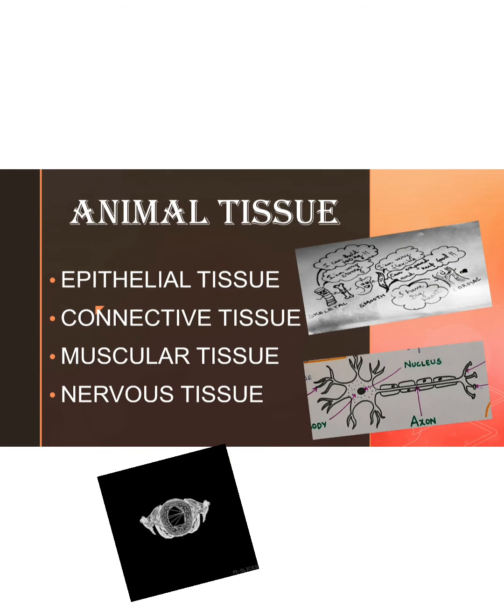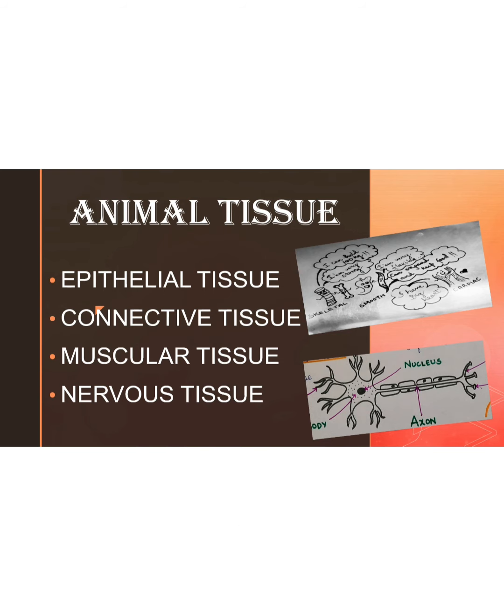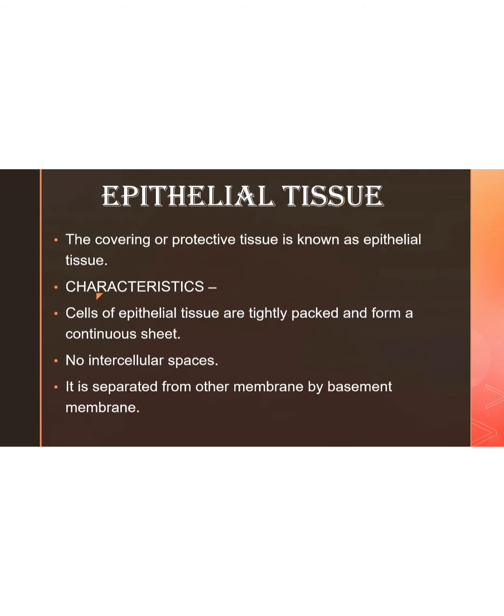So today we will be studying animal tissue. Basically, these are the tissues located inside the animal body, and they are majorly of four kinds. One is epithelial tissue, next is connective tissue, next is muscular tissue, and nervous tissue. Okay, so we will be starting with epithelial tissue.